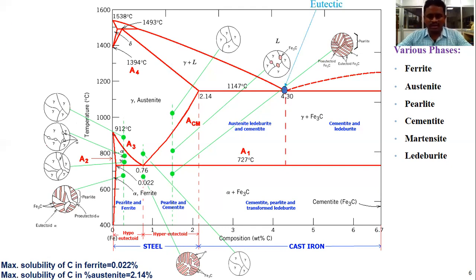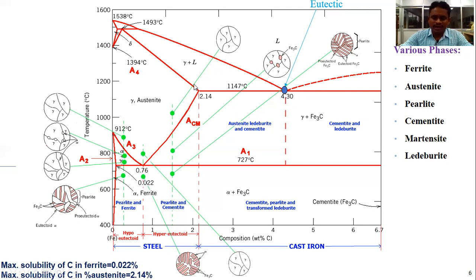First one is the eutectic reaction. In the eutectic reaction, upon slow cooling, liquid transforms into austenite and cementite at a particular temperature and carbon percentage. Carbon percentage is 4.3% carbon, and it occurs at 1147 degrees centigrade. Here, the maximum solubility of carbon in austenite in this ledeburite phase is 2.14% of carbon. The cementite percentage is 6.67% of carbon. So at this temperature, we can observe formation of cast irons.